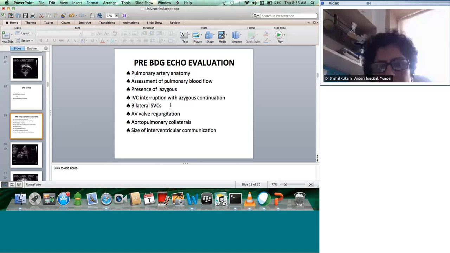Sometimes some centers may be happy just doing echocardiography, but many centers prefer to have another imaging or maybe even cardiac catheterization prior to a bidirectional Glenn if you have any other issues. Especially if you have any palliated heart, with either a shunt or a band, or definitely after a DKS repair for hypoplastic left heart, it's mandatory to have a cardiac catheterization to see all these variables, whether they are suitable for a bidirectional Glenn. So the first one is pulmonary artery anatomy. Second is assessment of pulmonary blood flow.